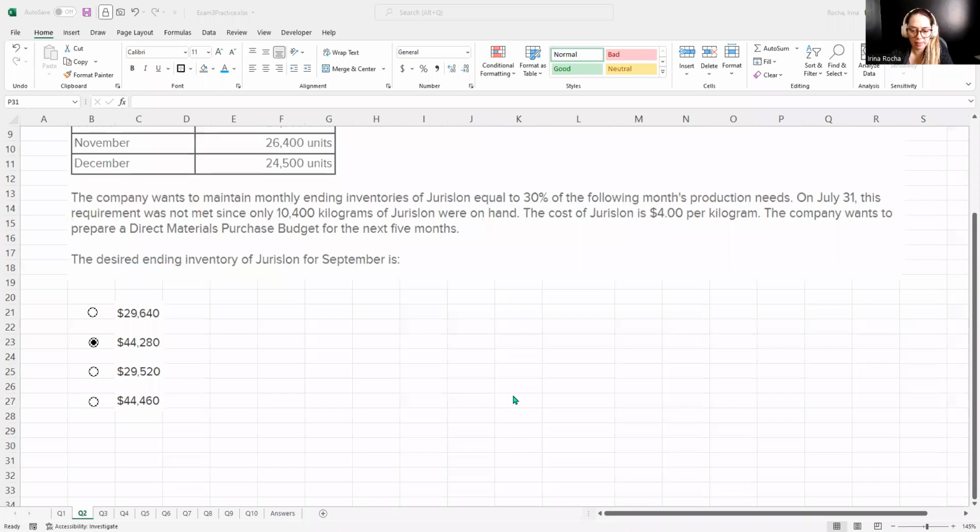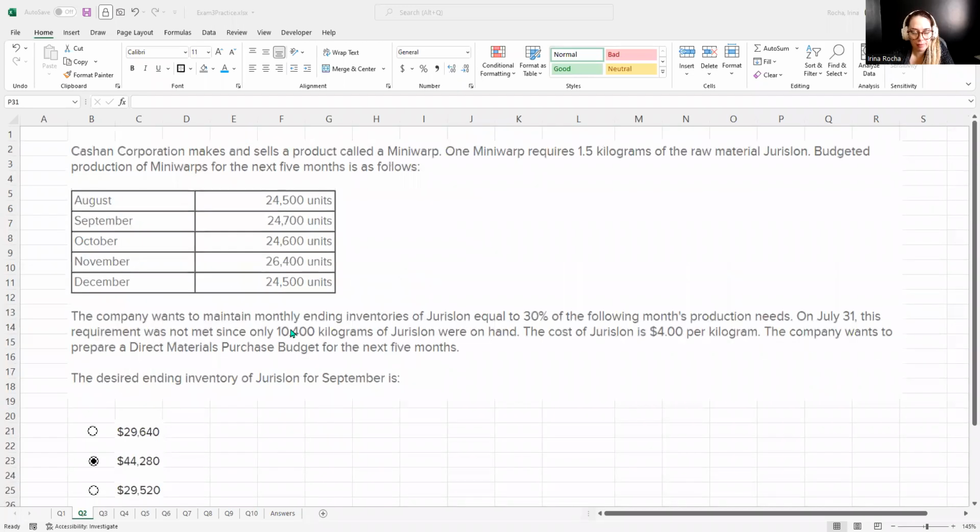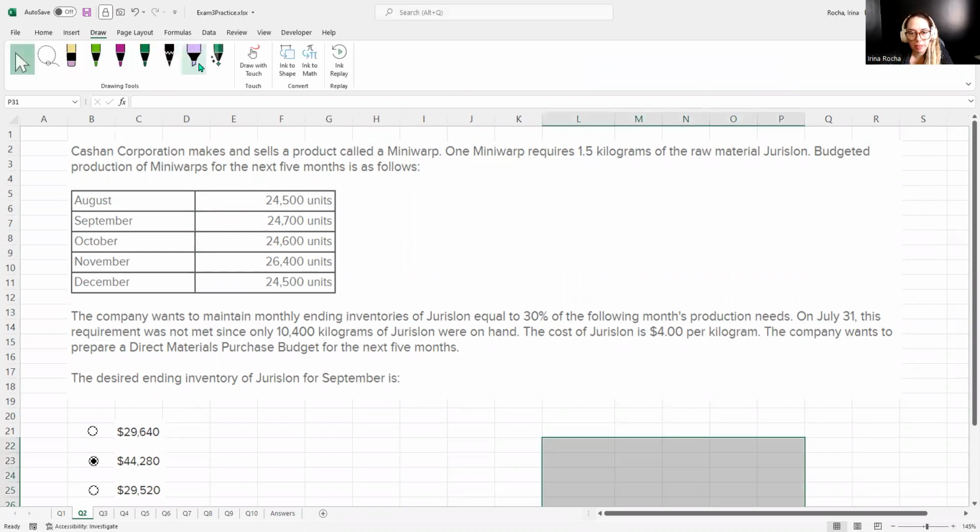Okay, so this is the second question that I have, and it says, Cash Incorporation makes and sells a product called mini warp. One mini warp requires 1.5 kilograms, so that's an information I'm gonna need later. They require 1.5 kilogram of the raw material, blah, blah, blah. Budgeted production of mini warps for the next 5 months is as follows.